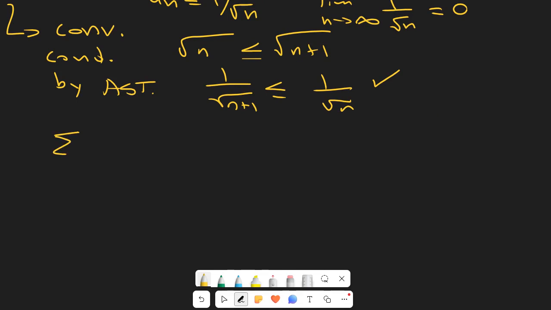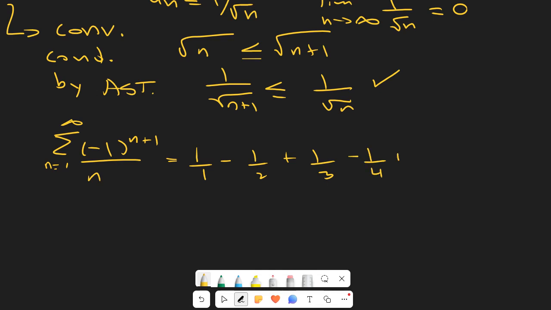That example could be the series of (-1)^(n+1) divided by n, where n equals 1 to infinity. We said this is going to be 1 over 1 minus 1 over 2 plus 1/3, and then minus 1/4. But we said that it converges to the natural log of 2. But let's say that you rearrange the terms, for example.